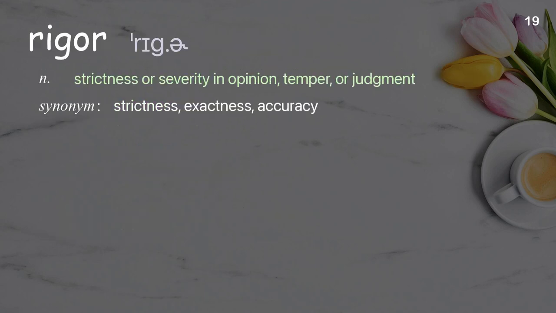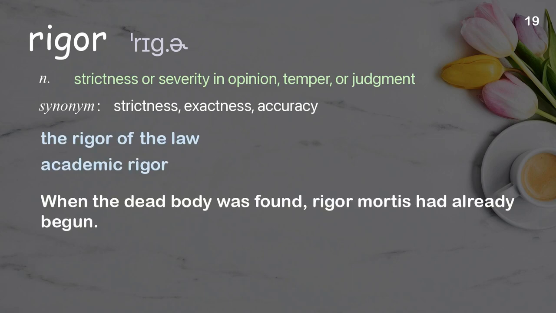Rigor. Strictness or severity in opinion, temper, or judgment. Examples: the rigor of the law. Academic rigor. When the dead body was found, rigor mortis had already begun.